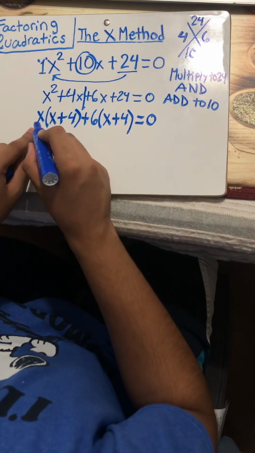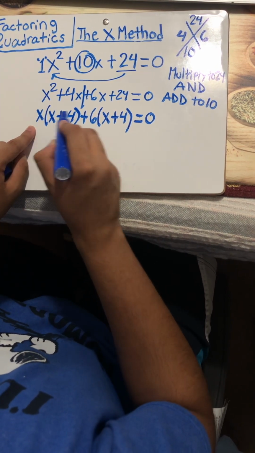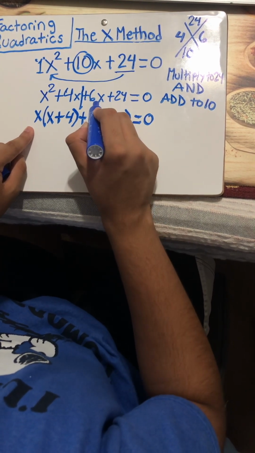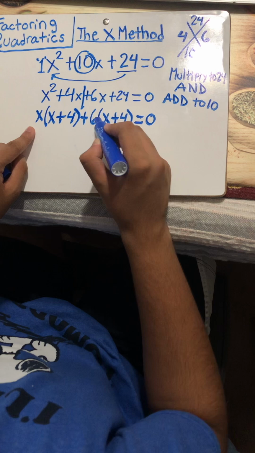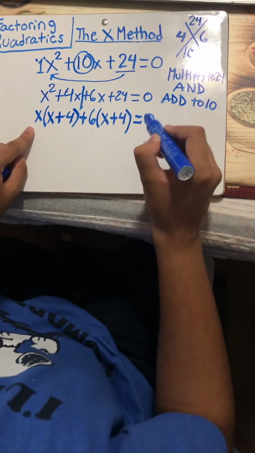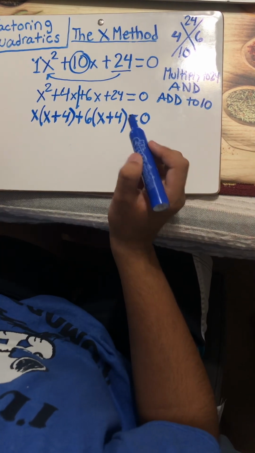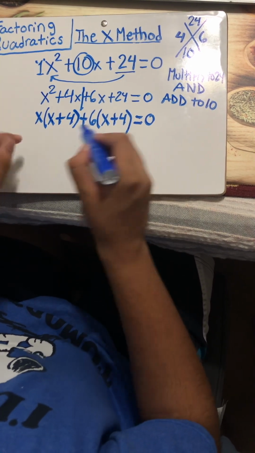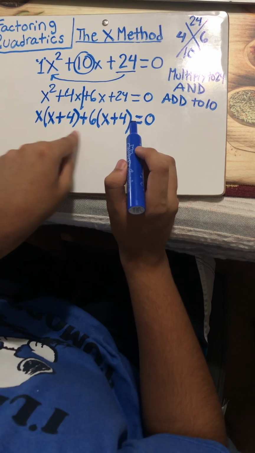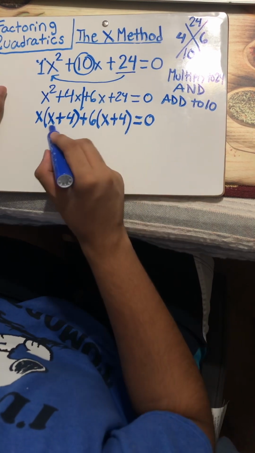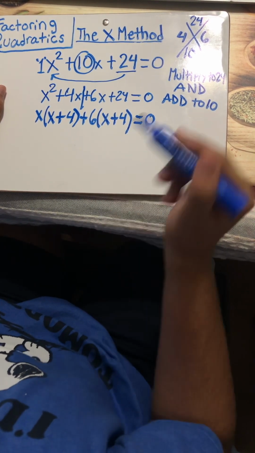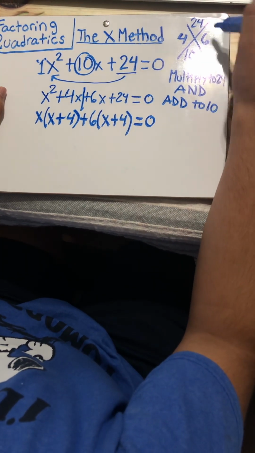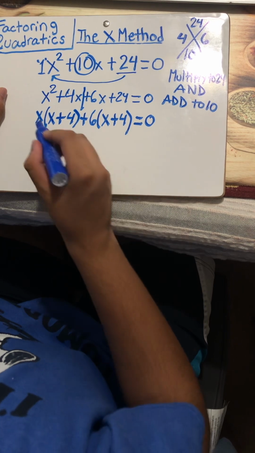We can check our question. If we do x times x equals x squared, x times 4 equals 4x. We can also do 6 times x equals 6x, and then 6 times 4 is equal to 24. So that makes sense. Also, another thing to know is that when doing these types of problems, you always want to make sure these two factored expressions should be the same. If you get different numbers for these, then either your factorization was wrong or your x method was wrong as well.